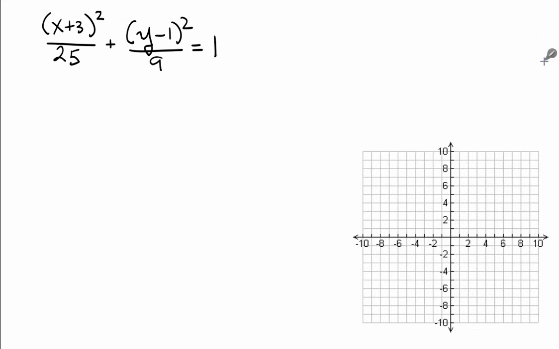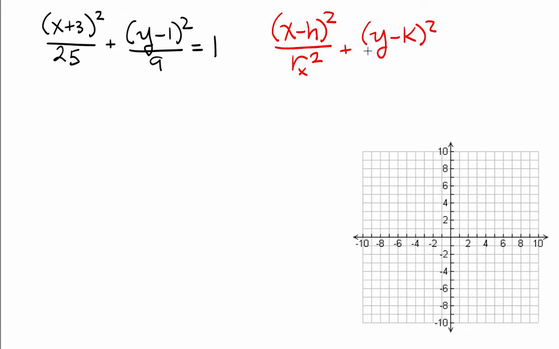Now notice this is in the form of an equation (x - h)² / r_x² + (y - k)² / r_y² = 1. Ellipse equations have an x squared term plus a y squared term equal to 1.